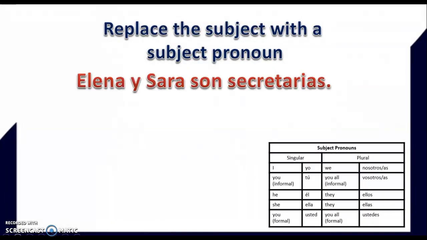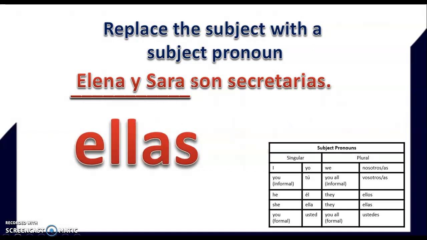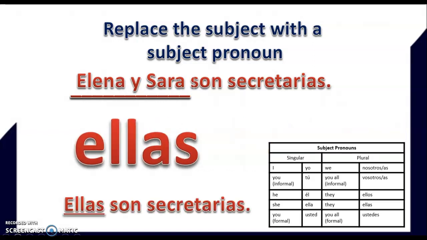Elena y Sara son secretarias. Elena y Sara is a plural subject. It's two females, so we would replace it with ellas. Ellas son secretarias. They are secretaries.